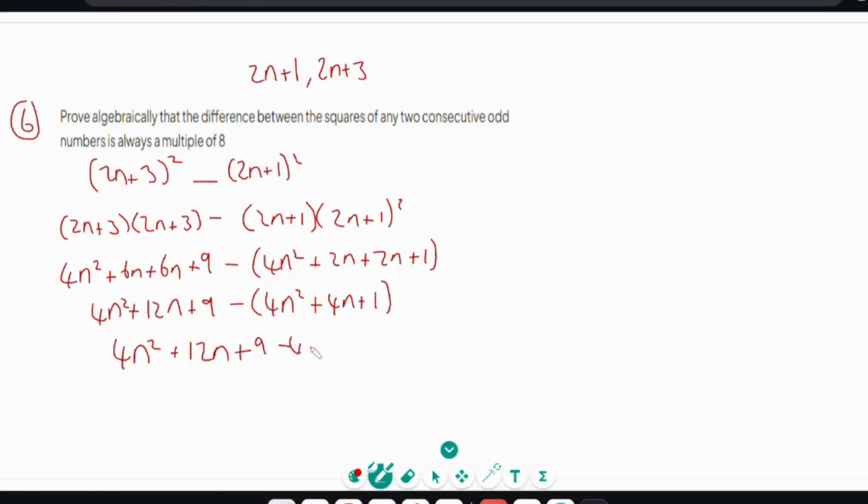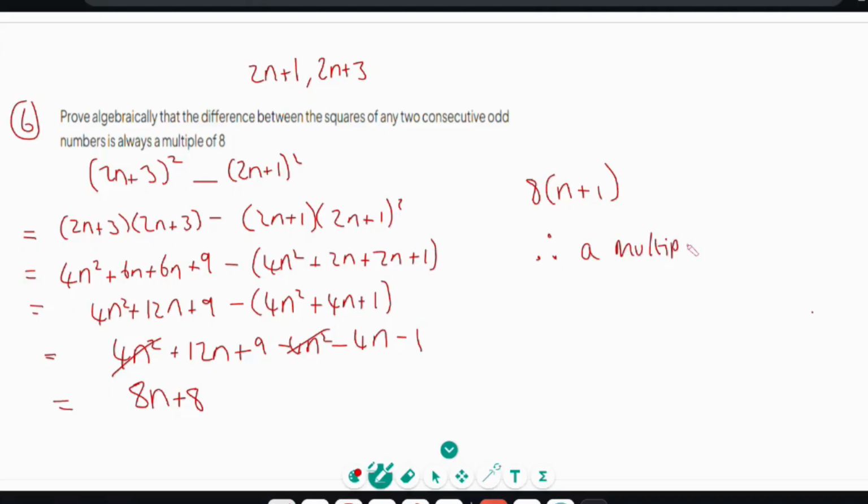Minus 4n squared, minus positive 4n, minus positive 1, which gives us, oh no, 0, 12n take away 4n is 8n, 9 take away 1 is 8. Let me factorise it by taking out 8, then it shows it's a multiple of 8. So therefore, multiple of 8.